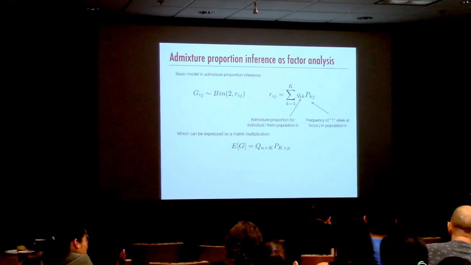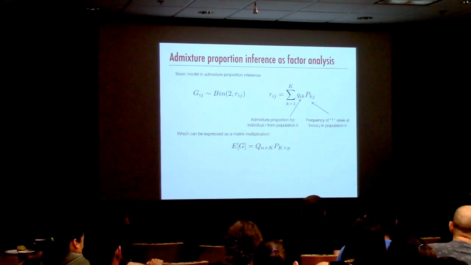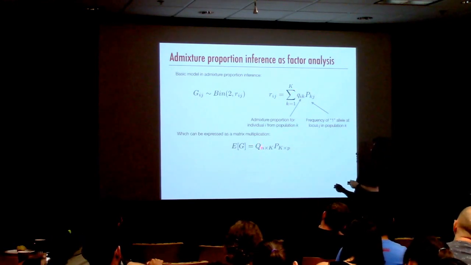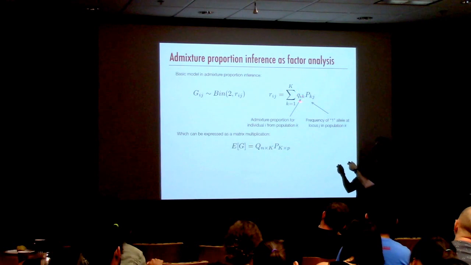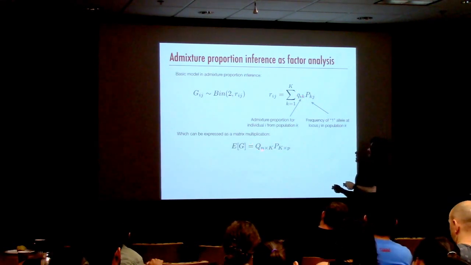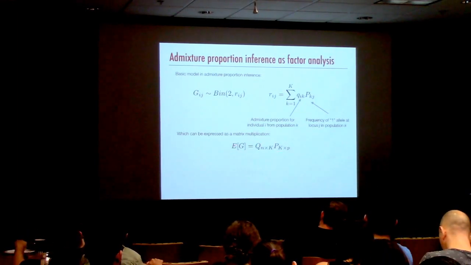Now, if you look at this, it can be written as a matrix multiplication. If we put these in a matrix Q and a matrix P, then we have a Q matrix that's n by k and a P matrix that's k by p, and the expectation of the genotype is the product of the two matrices.